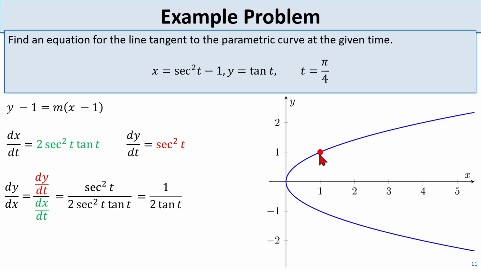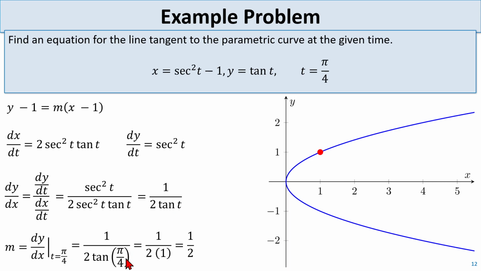The slope of the tangent line that we want needs to correspond to the time t when we're at this point. That's the time t equals pi over 4. So now, to find the slope m, we're going to plug in pi over 4 into this t. That simplifies down to 1/2, because tangent of pi over 4 is 1.